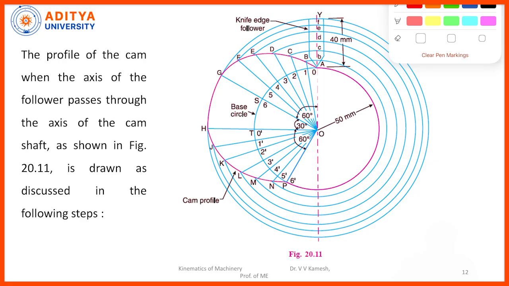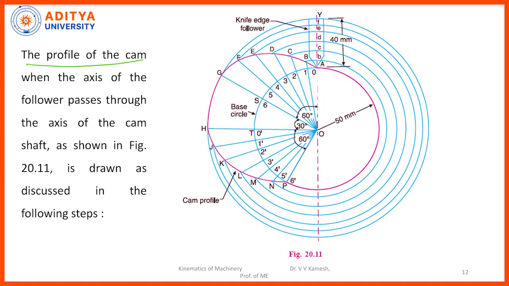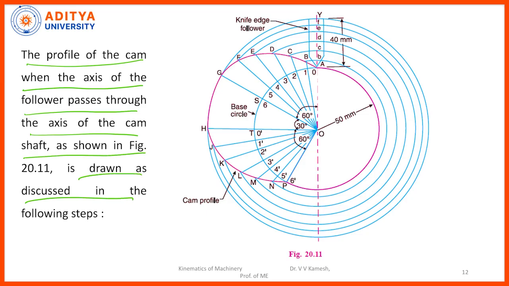Now you can see here how to draw this. So this is one method. There is another method that is the easiest one. Okay, both are actually the same. They will follow the same thing. The profile of the cam when the axis of the follower passes through the axis of the camshaft is drawn as discussed in the following steps. So this diagram is not a simple one. We need to follow step by step.